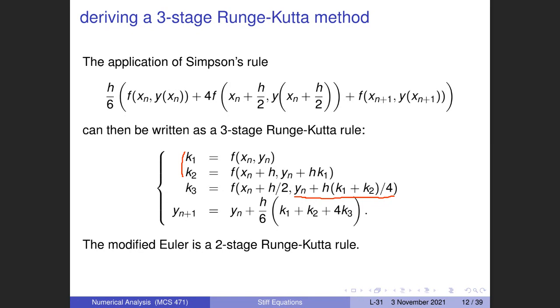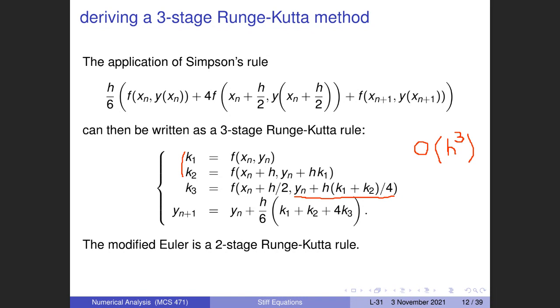So this gives us a three-stage Runge-Kutta method. Why is it a three-stage Runge-Kutta method? Well, we use three function evaluations. And what is important here is that the global error will be of third order. So these are the properties of Runge-Kutta rules of p stages, of three stages.